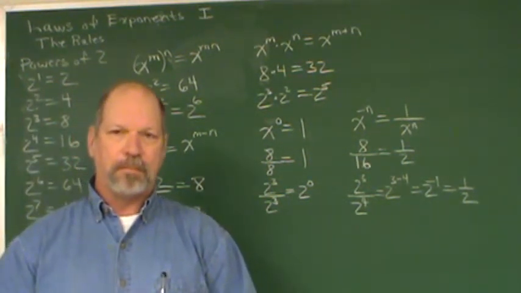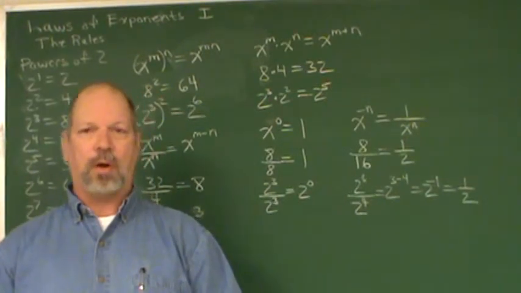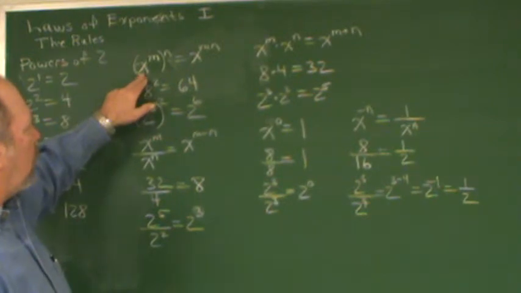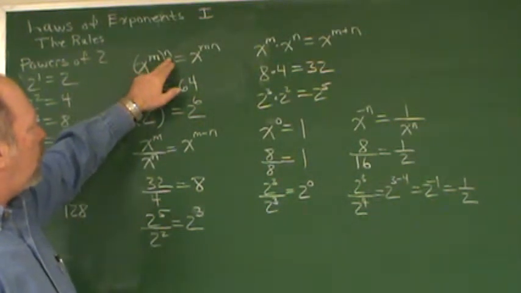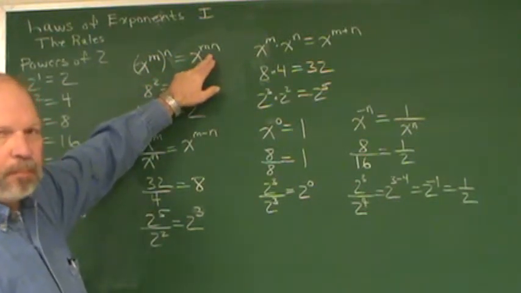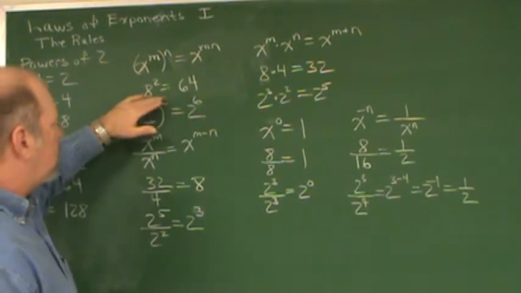make more sense. Now, the first rule we're going to look at is what I call the power rule. The power rule is this one. It says when you have x raised to the m power, and then it's also raised to the nth power, then with exponents like this, you multiply them. To justify that, consider this statement.